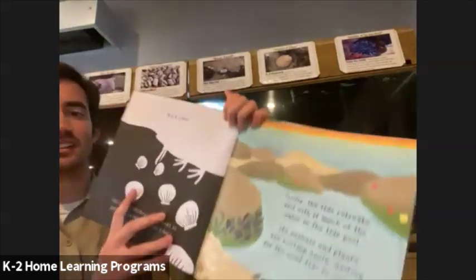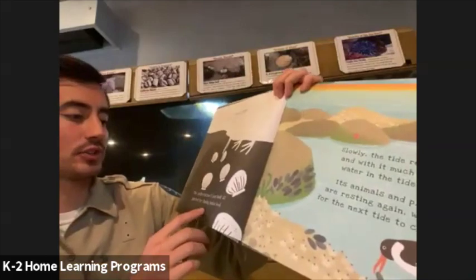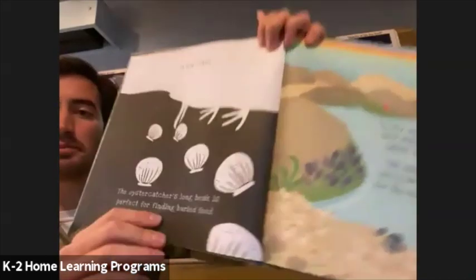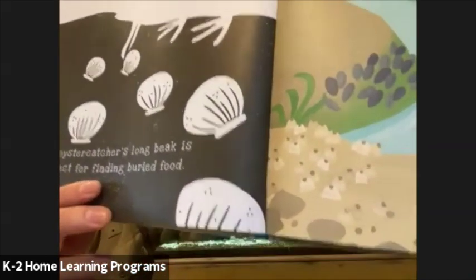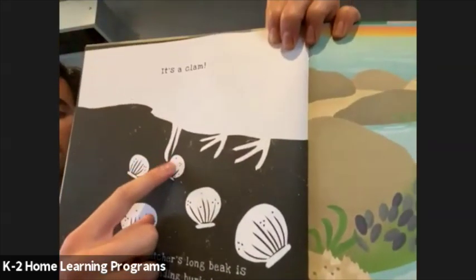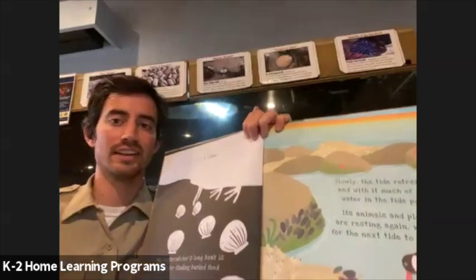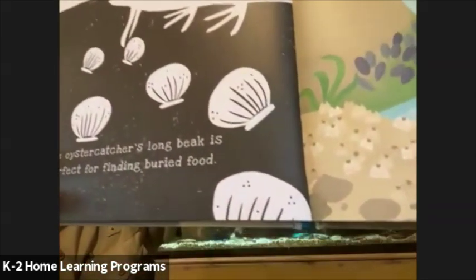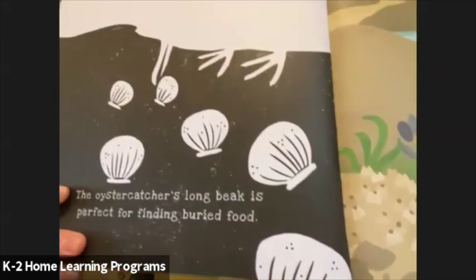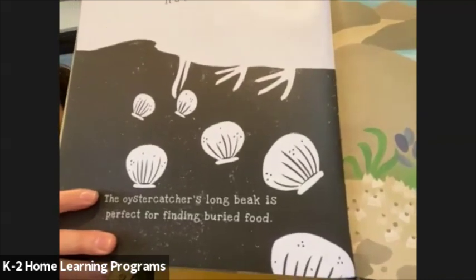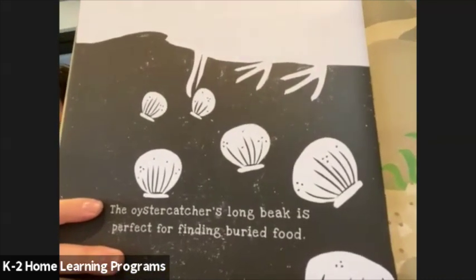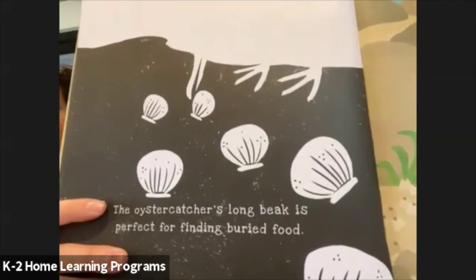All right, so moving on to clams. It's a clam. The oyster catcher's long beak is perfect for finding buried food. That's what they use that for. And they'll pick up the clam and they'll bash it like a hammer. There's our clams.